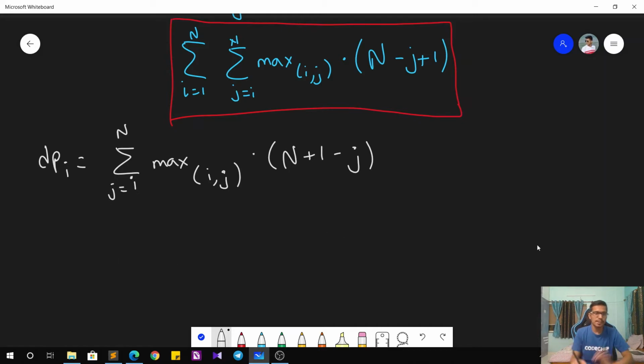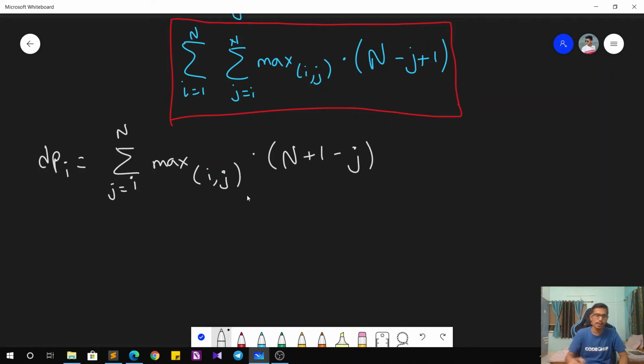So this is the expression, that is dp of i equals summation j equals i to n max of i comma j into n plus 1 minus j. I can break this into two parts. Okay, how can I break this into two parts? So you might be wondering how you will get the idea. So for that you must know the problem of next greater element. Okay, that is a well-known problem. So if you know that, you will get the idea to break this into two subparts.